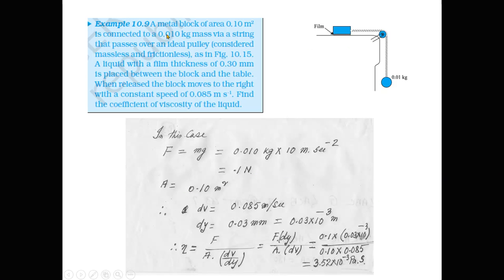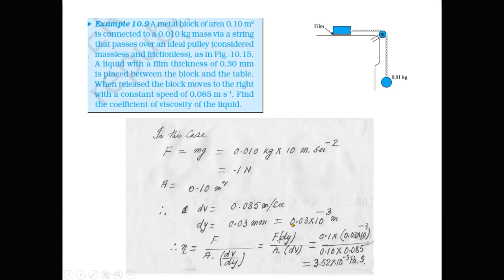Area of this block is equal to 0.01 meter square. dv, as I have discussed previously, is the change of velocity from 0 to v, and v is equal to 0.085. So dv is equal to 0.085 minus 0, which is 0.085, and dy is equal to 0.03 millimeter.